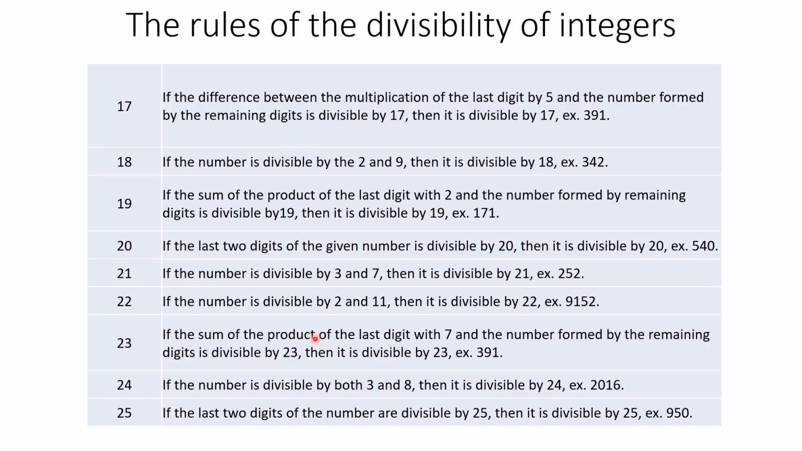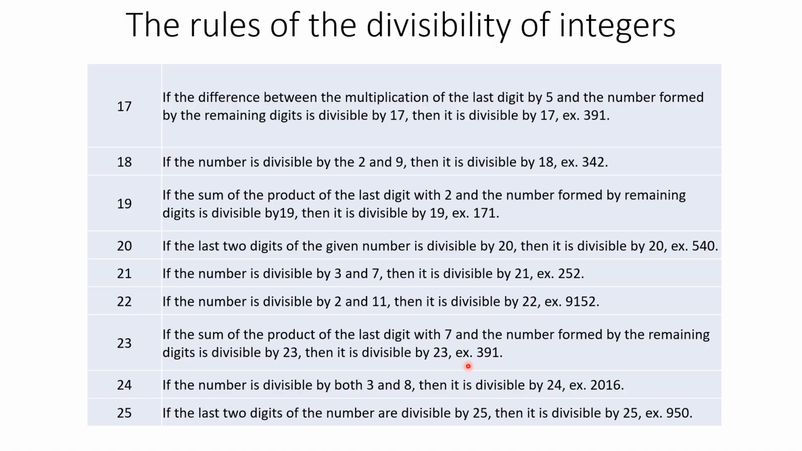So the last digit here is 1 times 7 gives us 7, and the sum of 39, so the remaining digits, plus 7 gives us 46, and 46 is divisible by 23, which means 391 is also divisible by 23. For 24, if the number is divisible by both 3 and 8. For 25, if the last digits of the number are divisible by 25, then it is divisible by 25.